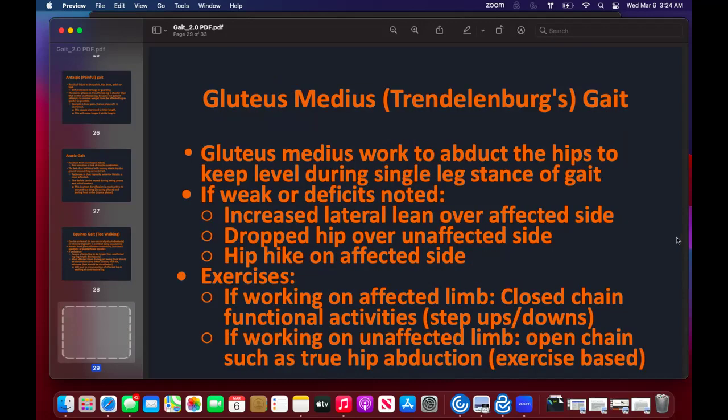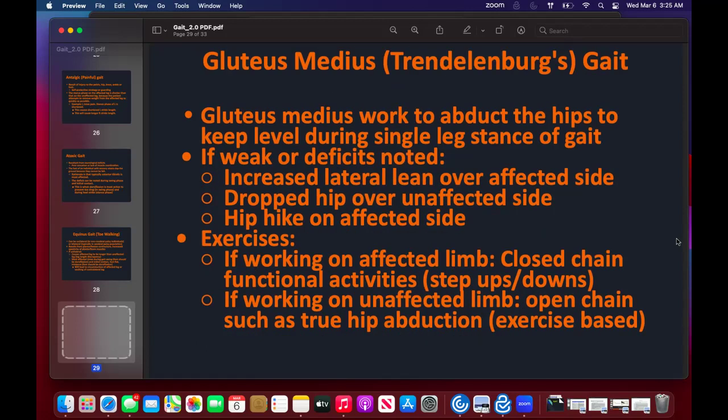Glute medius or Trendelenburg gait. Okay, so glute medius, as we talked about, is only activated during mid stance, and its goal is to keep the pelvis level. So if I am in mid stance on my left lower extremity, then my left glute med is going to be activated to try to keep my pelvis level. If my left glute med is weak, I'm going to have increased lateral lean over the affected side. So I'm going to lateral lean to the left. My hip is going to drop on the right, and then I'm going to have a hip hike on the left. Okay. So again, I have left glute med weakness.